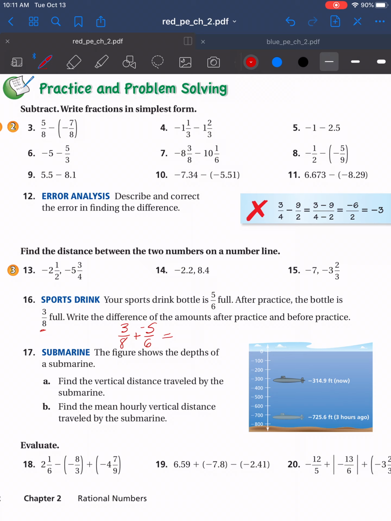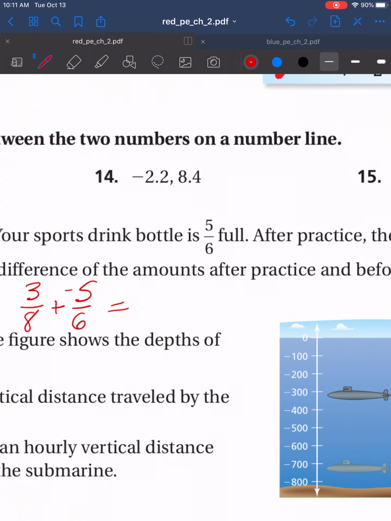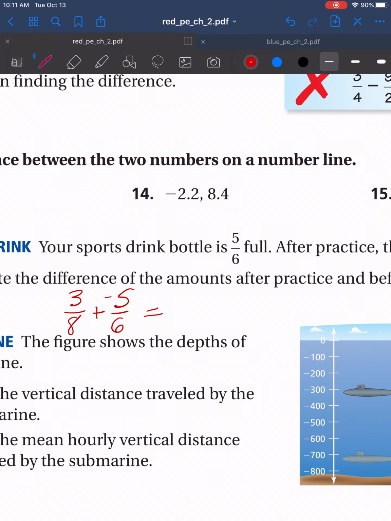Now can I add those? No, I have to have common denominators. What's a good common denominator between 8 and 6? I'm going to say a good one would be 24. What's 24 divided by 8? 3? Okay, so I'm going to change both of these to have a common denominator of 24. Now, from 8 to 24, I had to multiply this by 3, so that means I have to multiply this by 3. So I get 9/24.